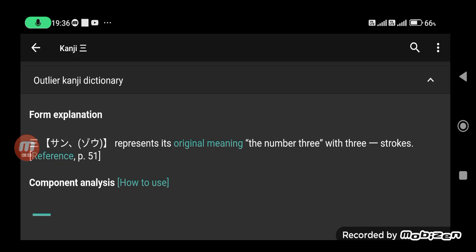As I have told you last time, another way of memorizing the kanji is through the use of radicals or components. So the mitsu, the only component here is the horizontal line. So it's just three horizontal lines. It's very self-explanatory.